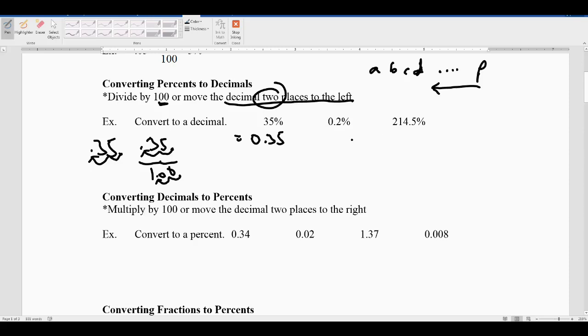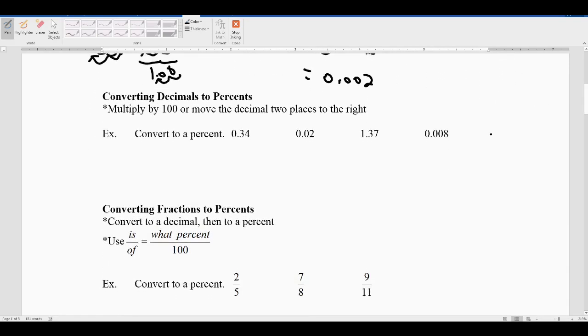Now let's take 0.2%. I'm just going to take the decimal and move it 2 places to the left. When you move and there's an empty space, you put a 0 in. So 0.2% is the same as 0.002. Now let's take 14.5% and move the decimal 2 places to the left. That means we come up with 0.145.